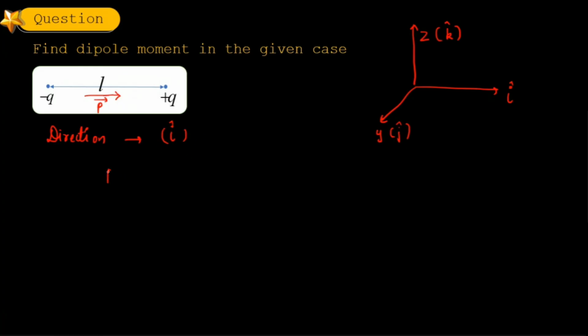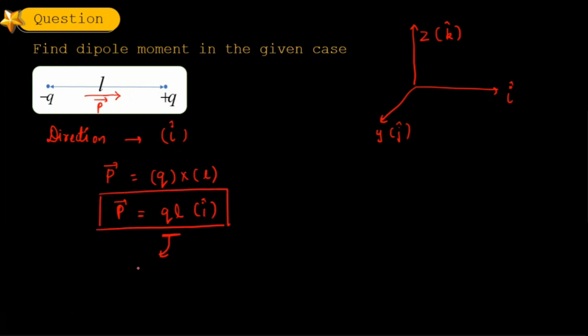Now the dipole moment. What is dipole moment? It is a product of charge and the distance between the charges. So we can take the charge as q, and the distance between the charges given in this case is L. So the dipole moment in this case is represented by qL i cap, where qL is representing the magnitude of the dipole moment, and i cap is representing its direction.